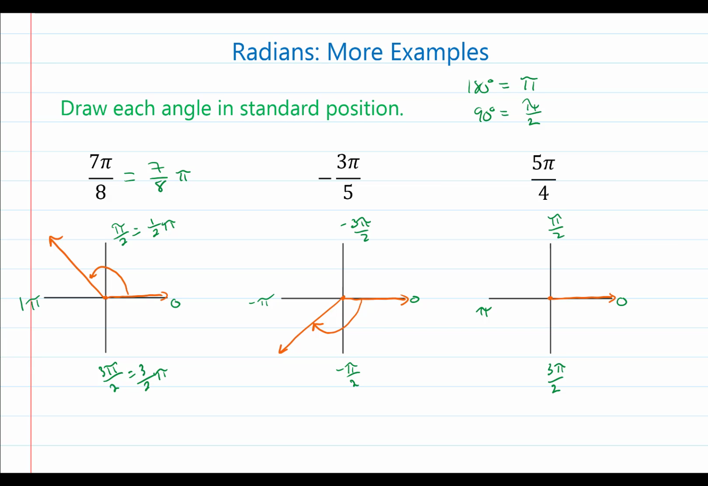Well, my terminal side is going to be at 5 pi over 4. 5/4 is larger than 1, but less than 3/2. So therefore, 5/4 or 5 pi over 4 will be in quadrant number 3. So this is going to be counterclockwise rotation all the way to quadrant number 3.